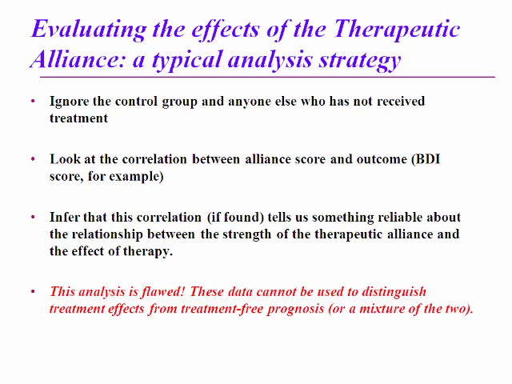We look at the correlation between the alliance score and the outcome, and we get a positive association, and we then lead to the conclusion that that positive correlation is an indication of the causal influence of alliance on treatment effect. We're not measuring treatment effect, we're just looking at a relationship within one arm of the trial. And that analysis is flawed. That data can't distinguish between effects of prognosis and effects of treatment.